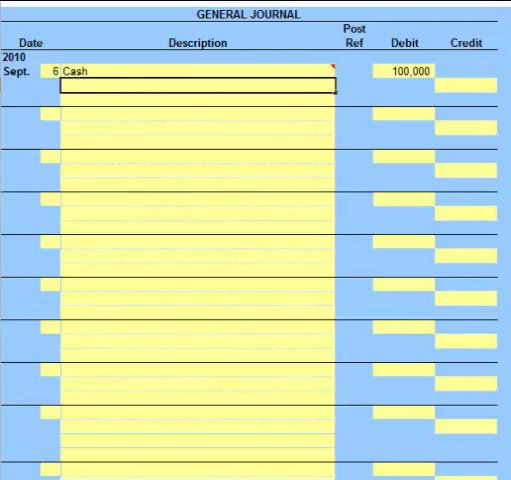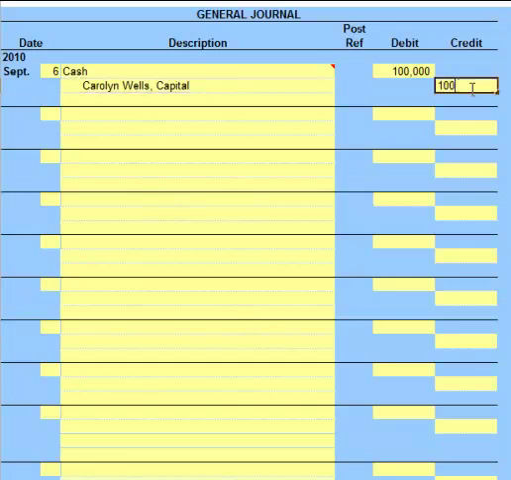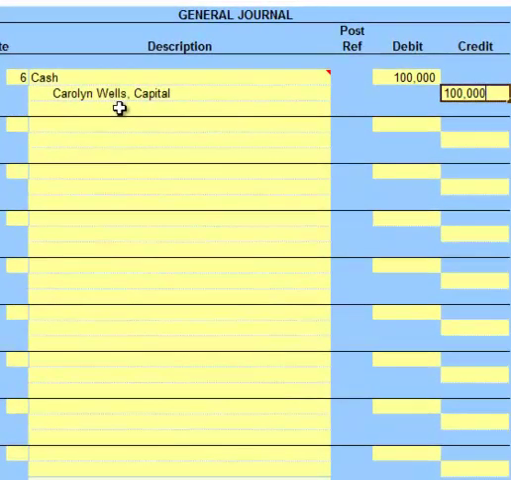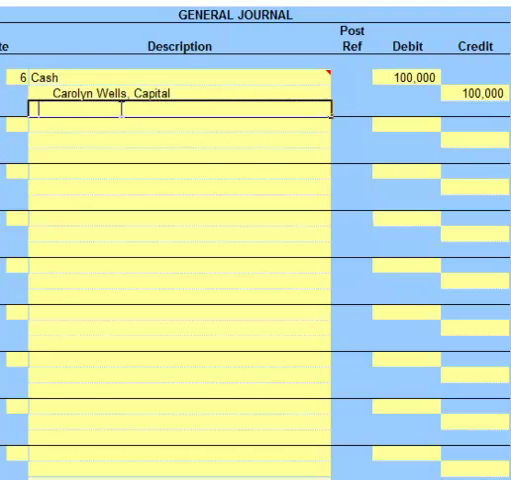And what we'll do is indent about 1/2 inch and type the name of the account that you're going to credit. And put in the credit amount. And then on the third line, you're going to indent another 1/2 inch, so you're kind of about 1 inch in, and you're going to do a short description of the transaction.